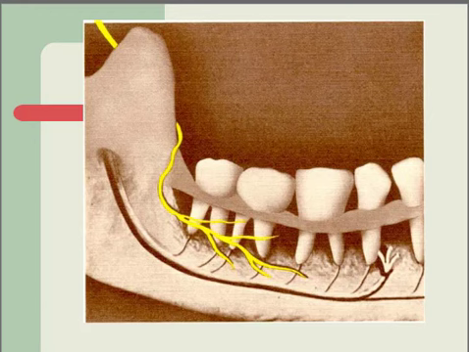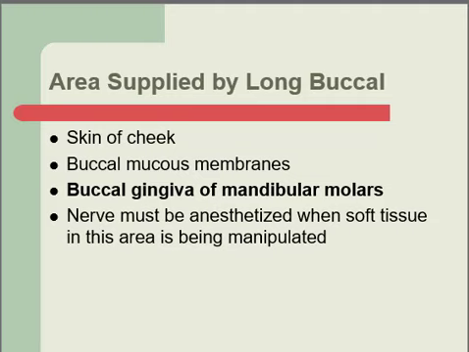Here is the long buccal. The long buccal is descending inferiorly, comes down anteriorly, forward, right here over the ramus. Now, here are the mandibular molars. This right here, of course, is bone, not soft tissue, but if we were looking at someone's mouth, this would be the retromolar pad right here. The long buccal nerve comes very close to the surface at the retromolar pad, and it supplies the soft tissue, the buccal gingiva of the mandibular molars. That's what the long buccal nerve supplies, and that's of interest to us. It also supplies the skin of the cheek and the buccal mucosal membranes.